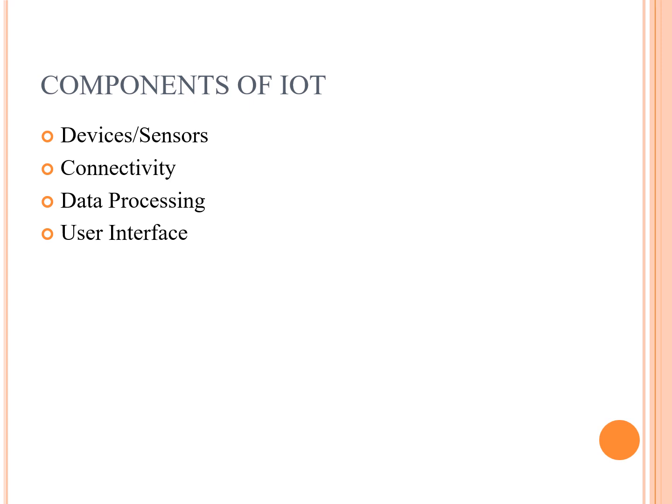Next one is connected car. Here, vehicles can alert you about traffic, suggest routes and schedule maintenance automatically. Next one is healthcare devices. As we already know, IoT enabled devices track patients' vitals and notify doctors in emergencies. Next one, fitness tracker. Wearables monitor your activity, heart rate and sleep patterns in real time. The last one is smart agriculture.